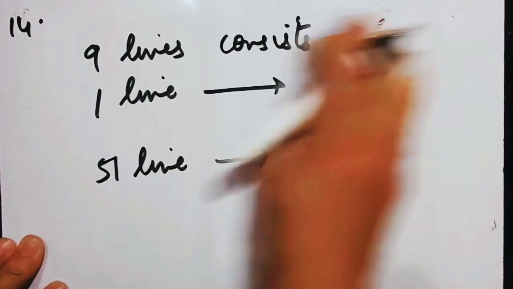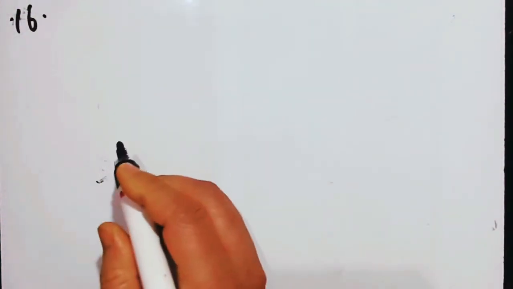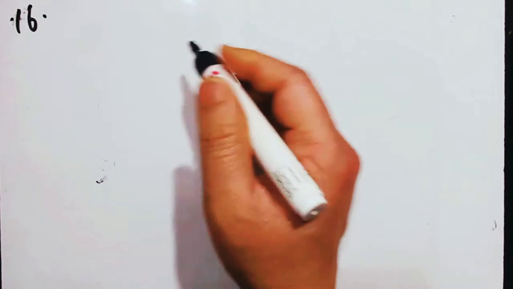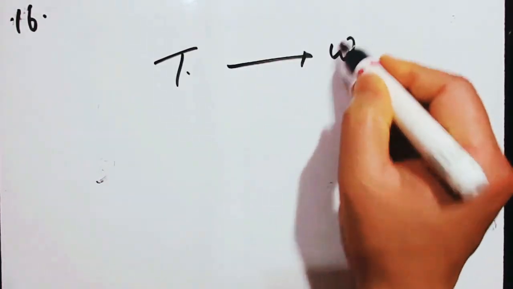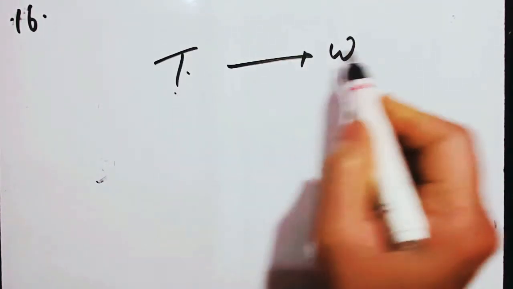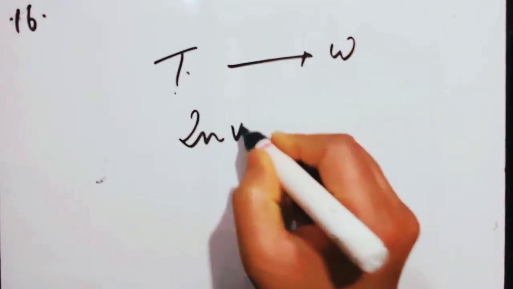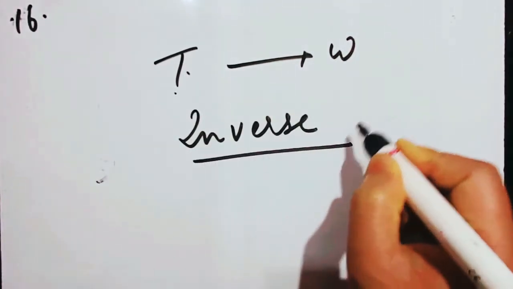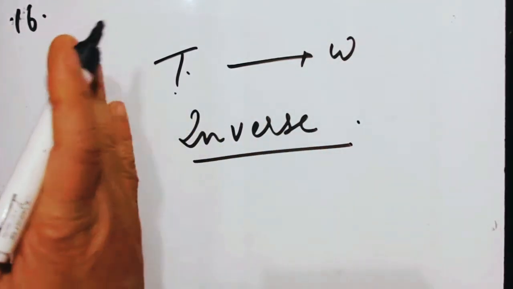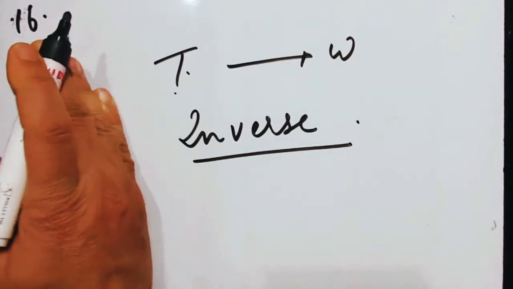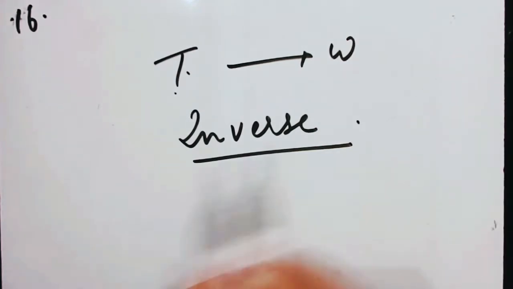Now this one I will not do. Why not do number 16? 16 says a carpenter prepares a new chair. Again, time and work. So whenever you come across time and work, be alert that it will be in inverse variation. Inverse variation means when the value on one side decreases, on the other side the value will increase.